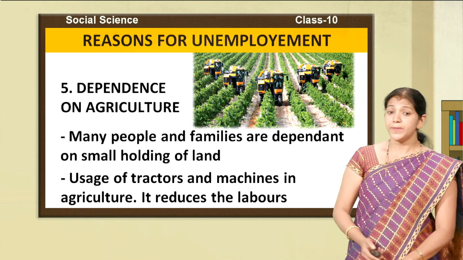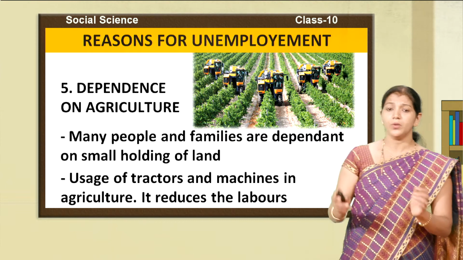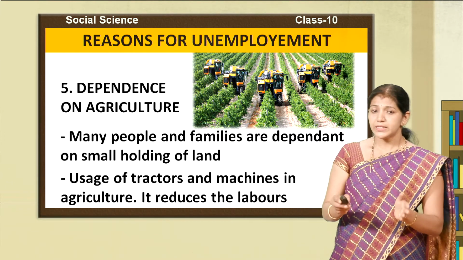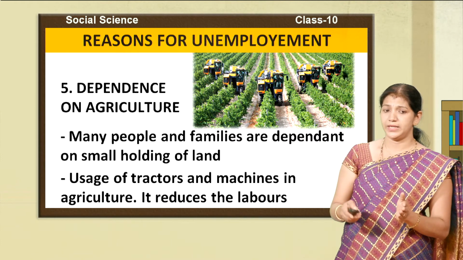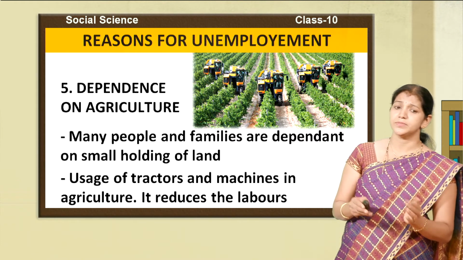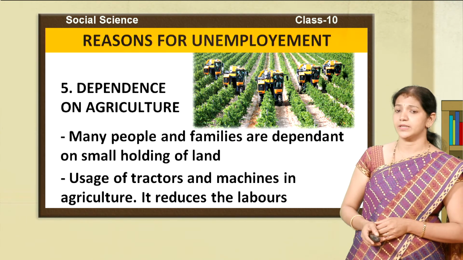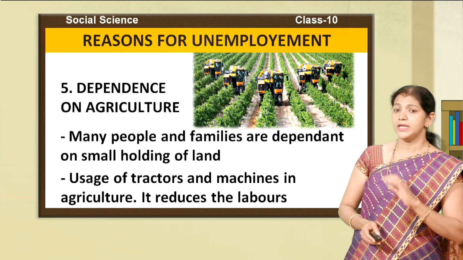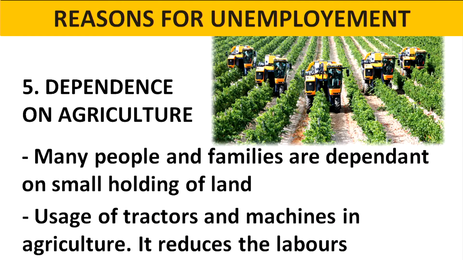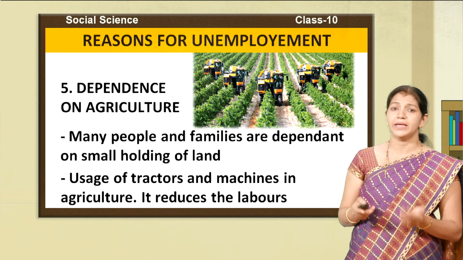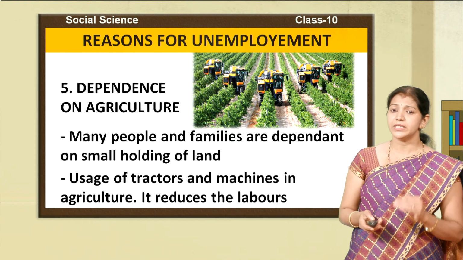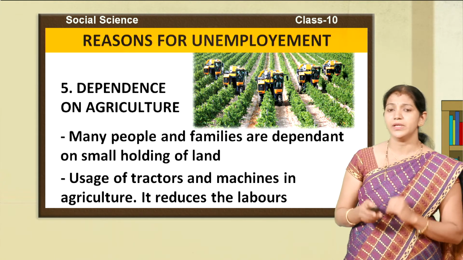Next, many people and families depend on a small holding of land. So, this is also over-dependency on agriculture. The usage of tractors and machines in agriculture also reduces the workers, the laborers in agriculture, and it also creates unemployment in society. So, with over-dependency on agriculture, many people and families depend on a small holding of land. It is a very heavy burden on agricultural activities. So, it increases unemployment in our country.